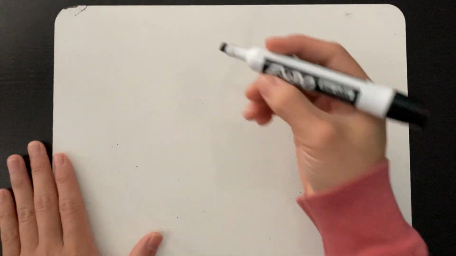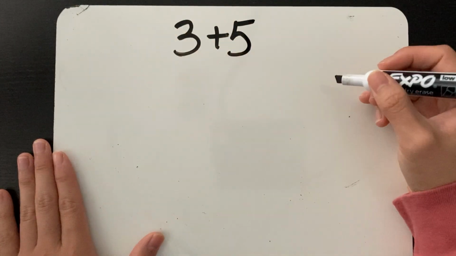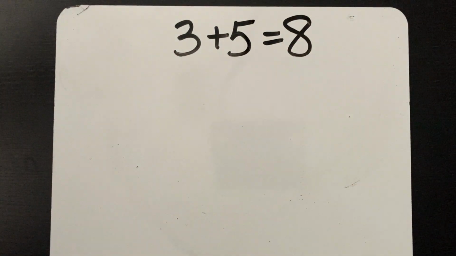All right, so we are going to do some practice problems. You can find these problems in the plus minus counters assignment that you have in Schoology. Our very first problem is 3 plus 5. Now, I know that you guys know that 3 plus 5 equals 8, but part of your expectation is being able to model this using counters.